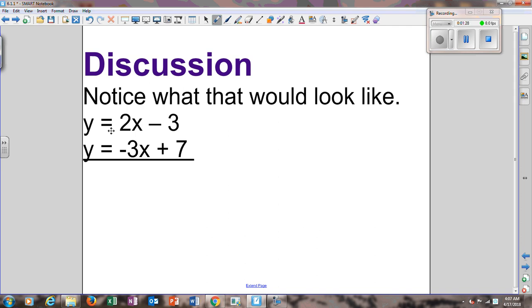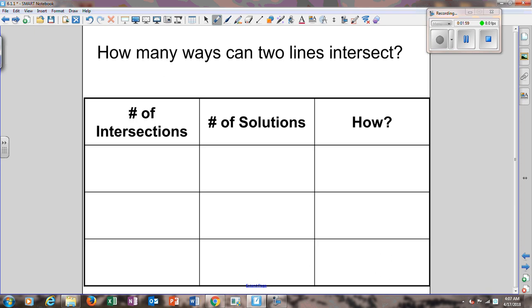So what would that look like if we were looking at a graph? Well, if we graph these two equations, and we're looking for a point that's on both of them, it would have to look like this, obviously not accurate. If it's on both of them, or works for both of them, it would have to be the point where they both are at. That's called a solution to a system of equations, and that's what we're going to work on today.